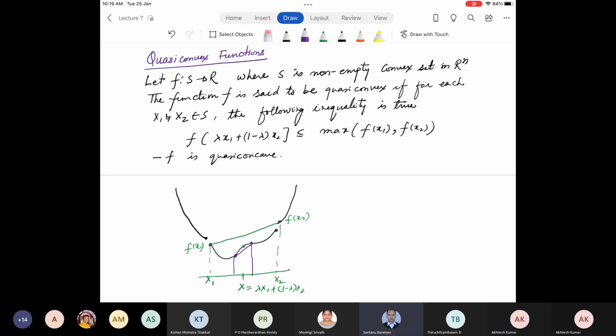This is known as quasi-convex function. Yes. Actually, you have written quasi-concave just above the figure. Read it properly: minus f is quasi-concave. Okay, sir.